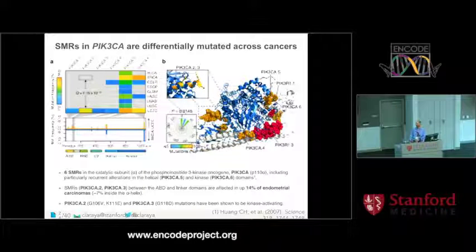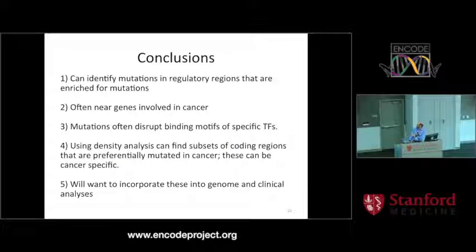And I think the way you get this is by having huge amounts of power and lots of genome sequences. So in summary, what I've shown you is we can identify mutations in regulatory regions enriched for mutations in cancer. They often lie near known oncogenes. They can disrupt specific motifs of very specific factors, and we can implicate certain kinds of factors in very specific cancer. As I mentioned before, the density analysis is nice to be able to identify very specific coding regions.